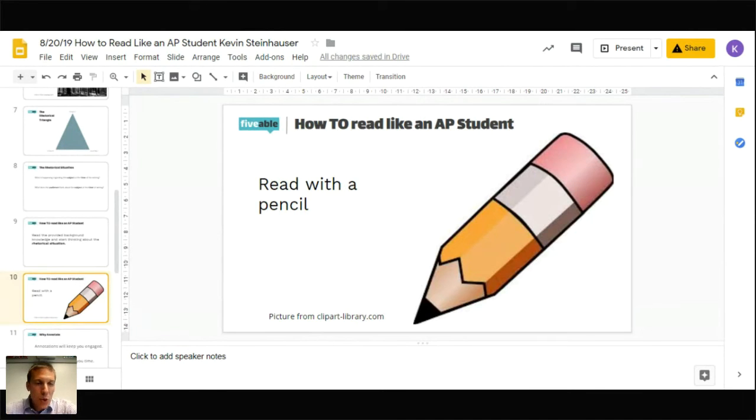On the AP exam, you are able to write not with a pen but with a pencil on your multiple choice. Quick side note, you will write with a pen on your essays. You will write with a pencil for the Scantron with the multiple choice. So get used to that, annotating with a pencil.